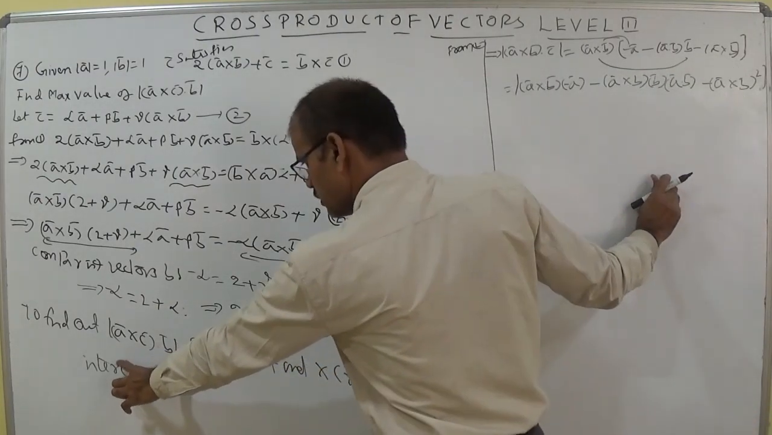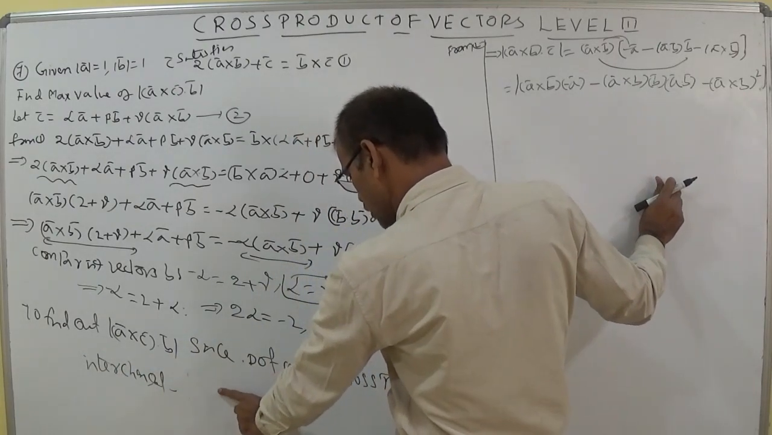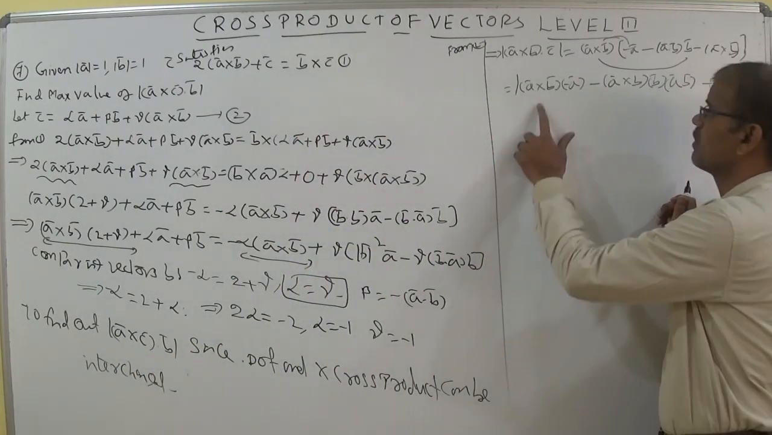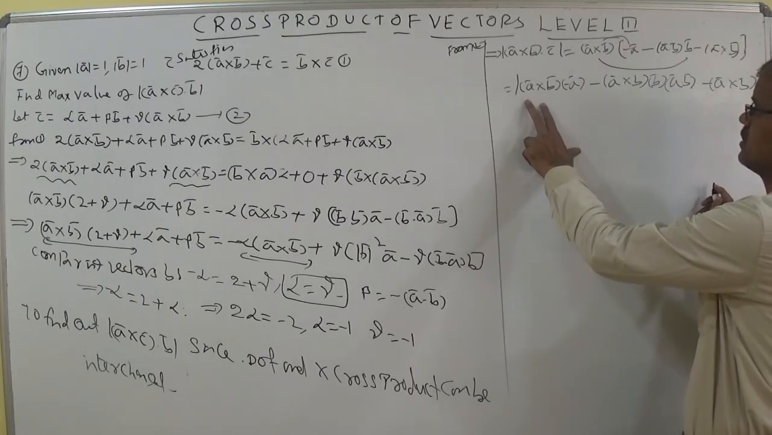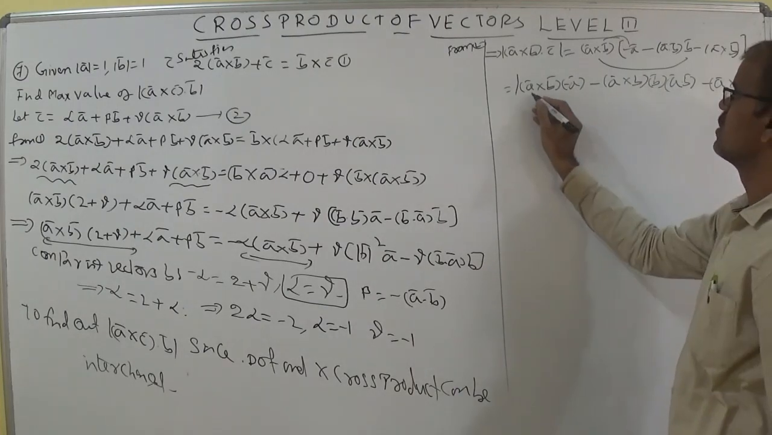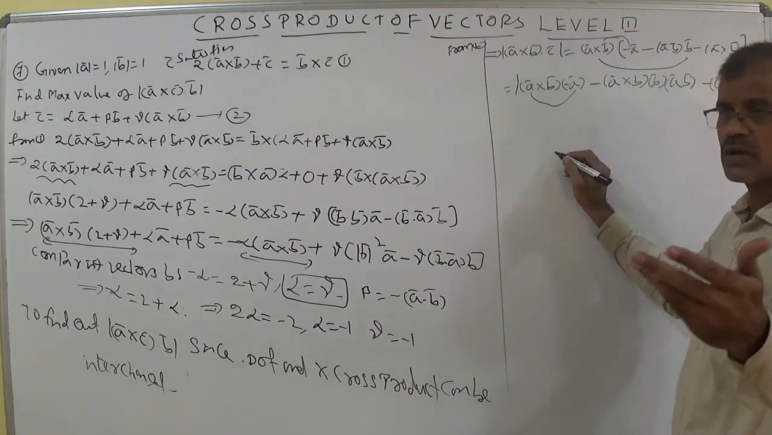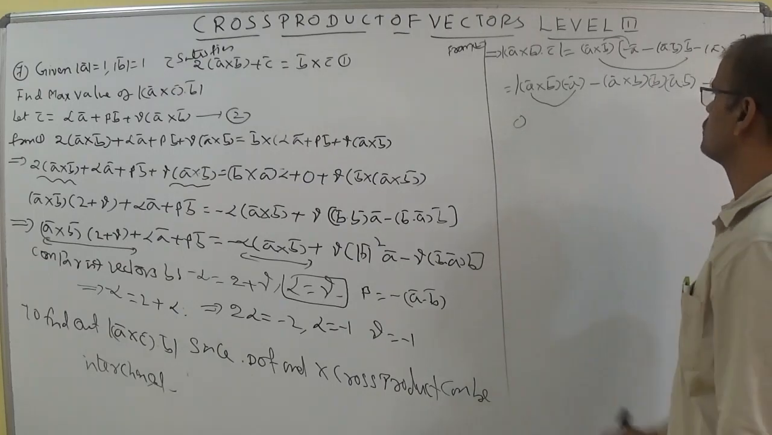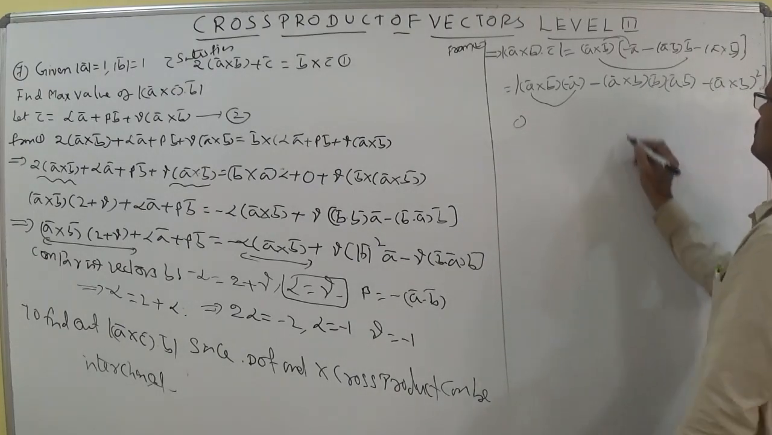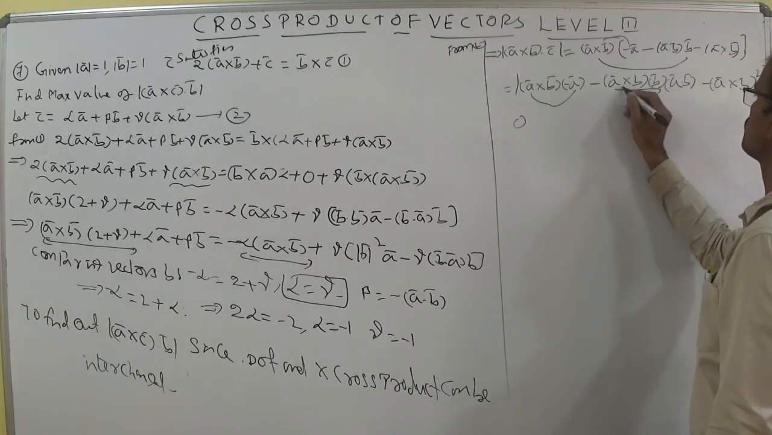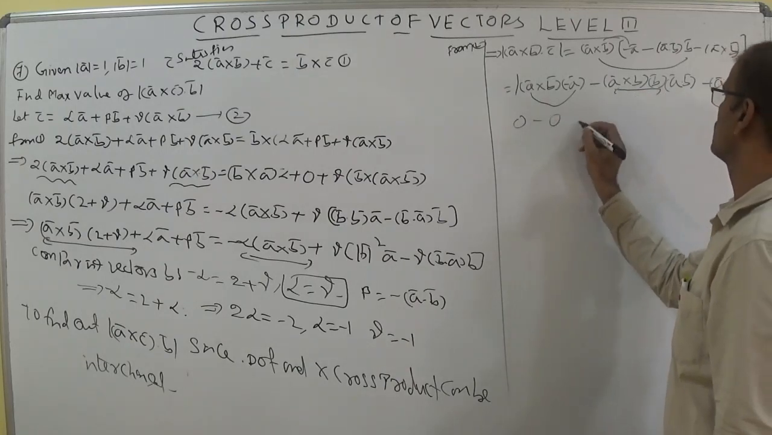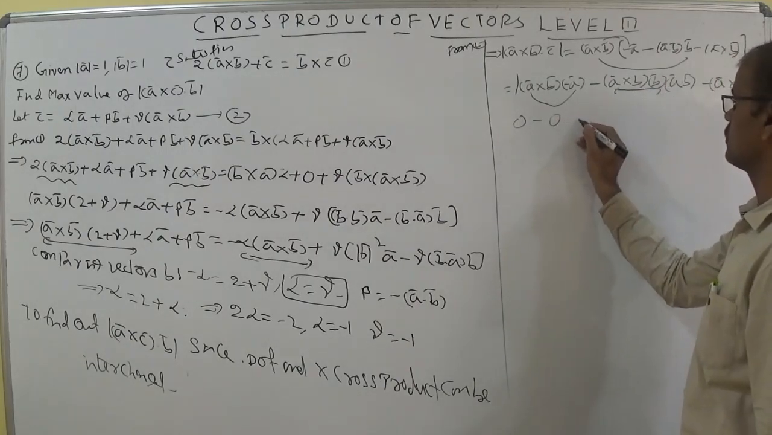Already I wrote here that dot and cross can be interchanged. Whenever dot and cross can be interchanged, here A dot B cross A also you can say. Whenever two A's or two B's are there, then you can put the value 0, because A cross A is equal to 0. In the same manner, here two B's are there, then you can say that this is 0. No need to calculate this one.